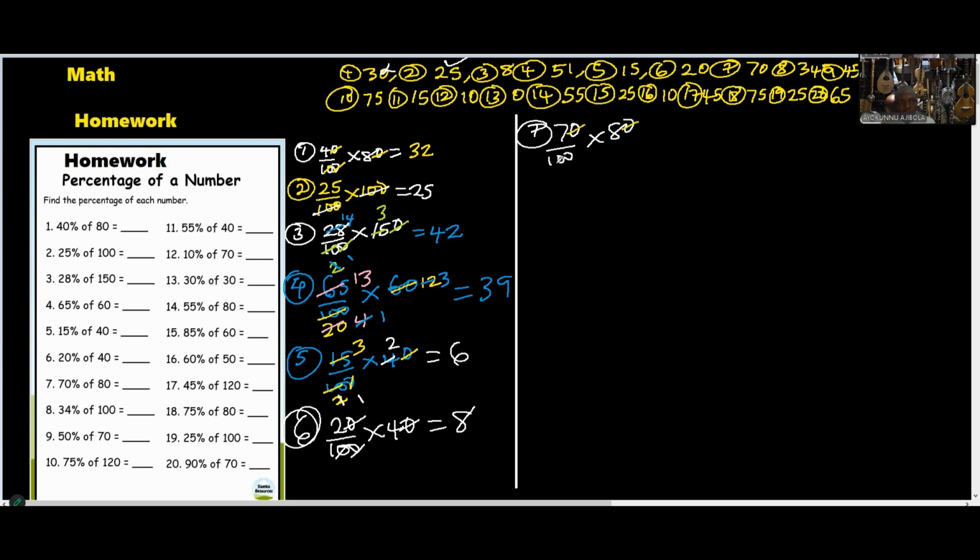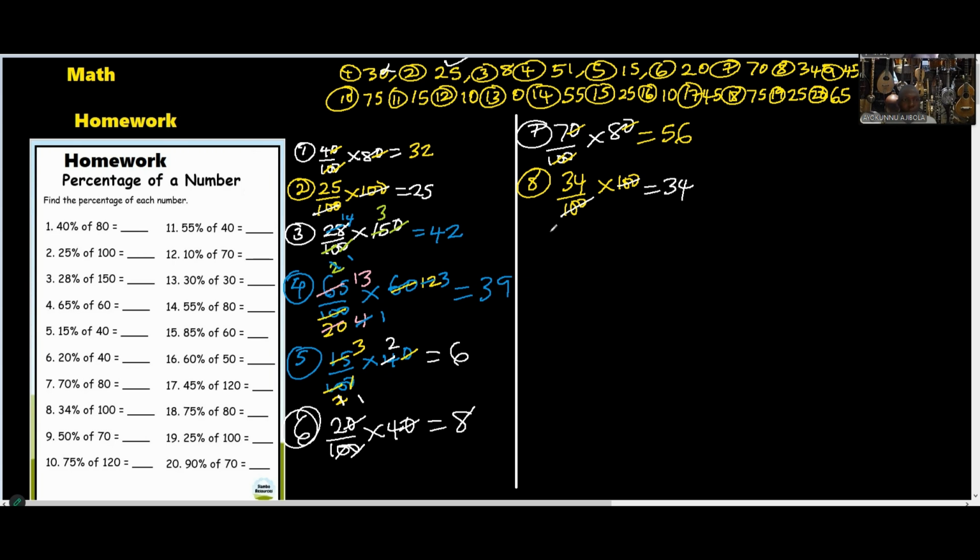So 2 zeros cancel 2 zeros. What is left? 7 times 8, which is what? 56. Number 8, we have 34% of 100, right? Times 100. So if it's 34% of 100, 100 can cancel 100, okay? Then the answer is what?